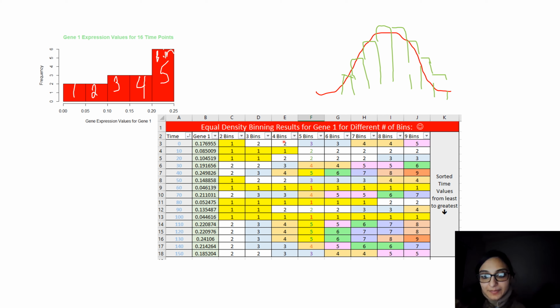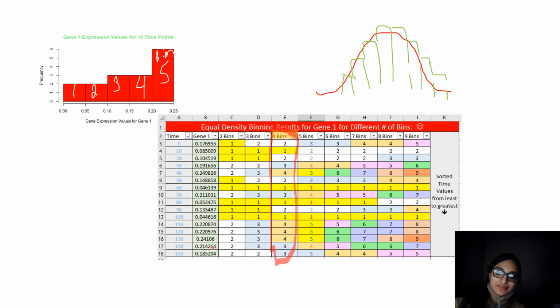So based on that, we'll focus on 4 bins over here. That means we're just going to focus on this value right here, 4 bins. We're going to take these values here and work with these for now. So we're just going to work with these values, four bins for gene 1.